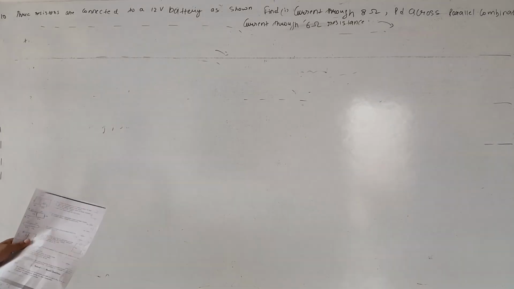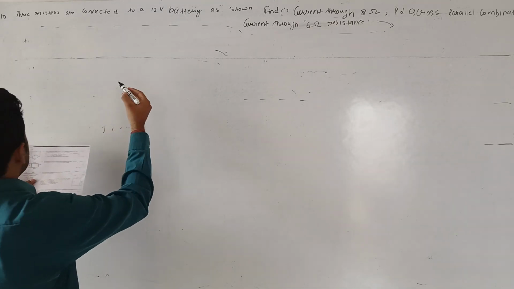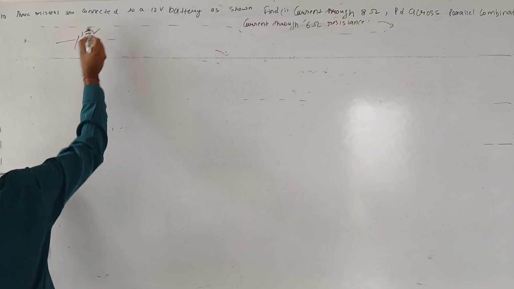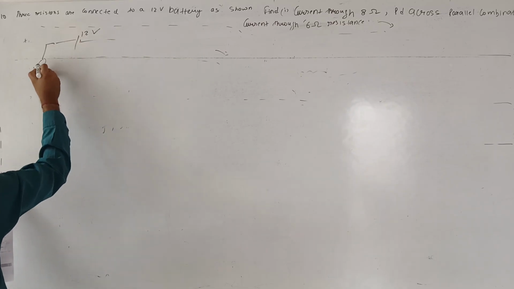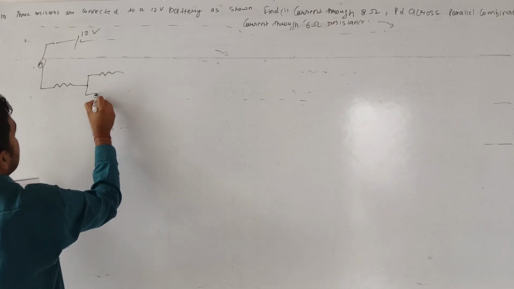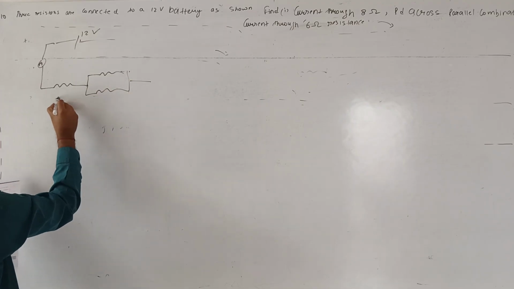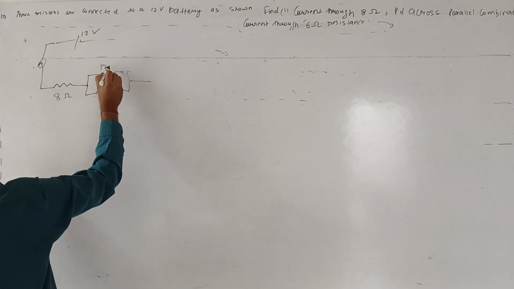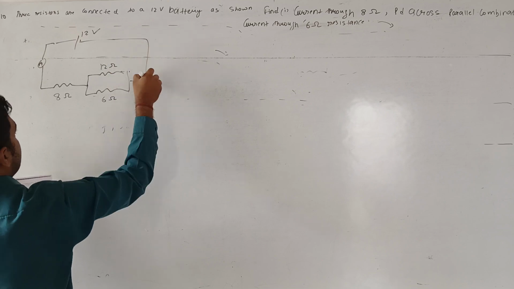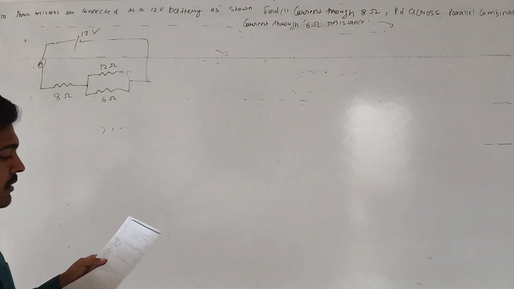Three resistances are connected to a 12-volt battery as shown. So this is a 12-volt battery and this is the ammeter, and three resistances, two are in parallel and the parallel combination is in series with the 8 ohm. The parallel combination of 12 and 6 ohm resistance is in series with the 8 ohm resistance. So our first question is, what is the current through 8 ohm resistance?